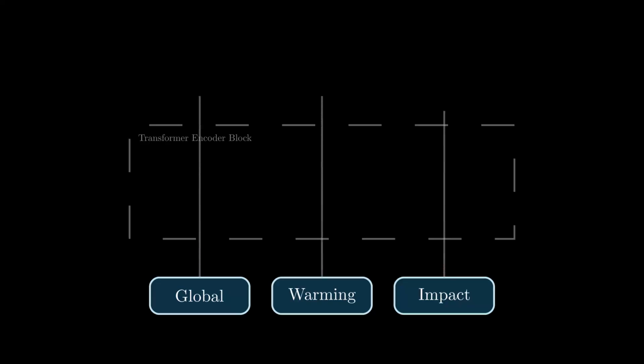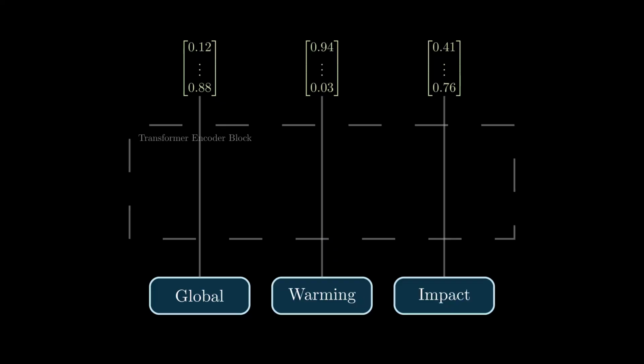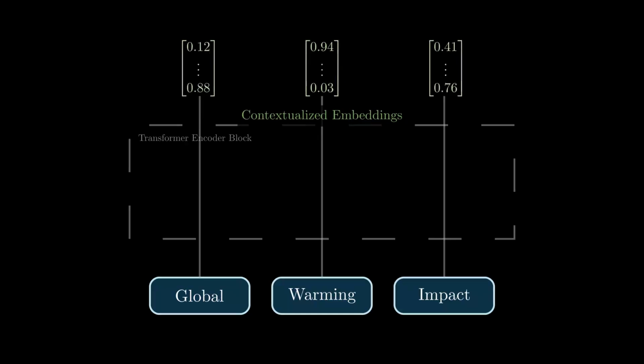Finally, this contextual understanding is projected into a dense vector, a list of numbers representing the specific meaning of these words in this specific sentence. These are your contextualized embeddings. Unlike simple keyword matching, these vectors now carry the deep semantic relationship of the entire phrase, ready to be compared against your database.